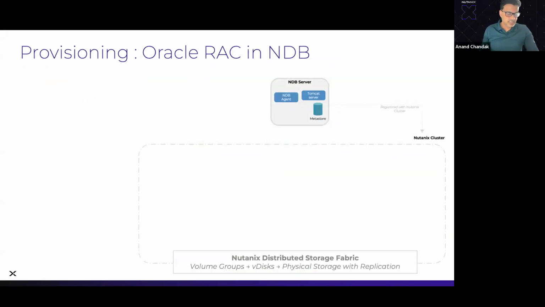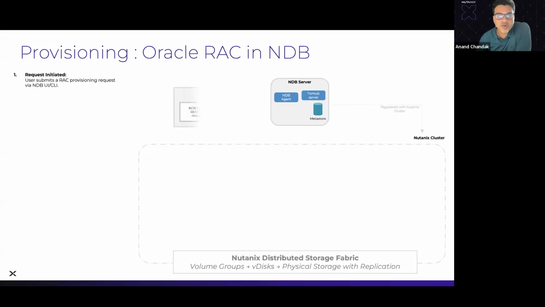So now this gets very interesting, right? After submitting the RAC provisioning request, I'm going to walk you through what happens behind the scenes. What you see on your screen is I have an NDB server, which is registered with the Nutanix cluster, which has the Nutanix distributed storage fabric attached. This slide is very interesting. It's an animated slide, and I'm going to be walking you through step by step what happens behind the scenes.